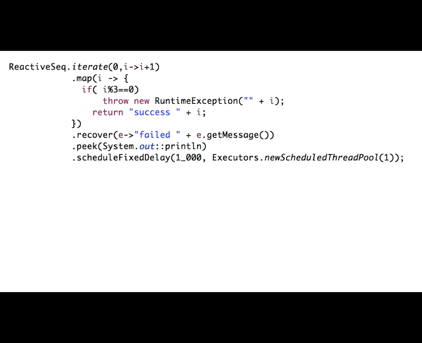In our peek section, we're going to print out the current value, which will either be success index or failed index. And we're going to schedule an emission from this stream every second. So let's run this and see what happens. What we expect to see is, every third value should be failed with the current index, and the other two thirds should be success with the current index. So you get failed 0, success 1, success 2, failed 3, success 4, and so on.